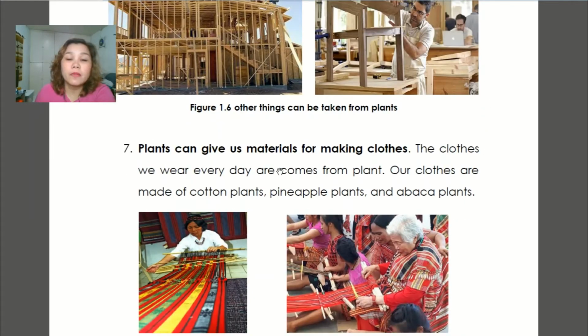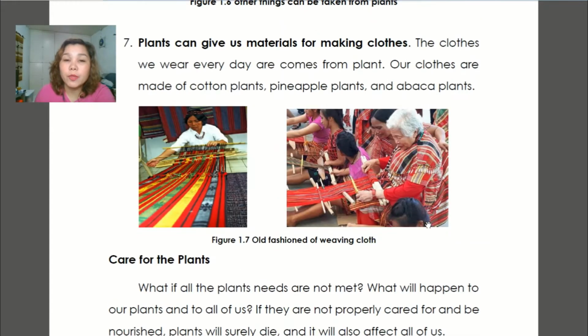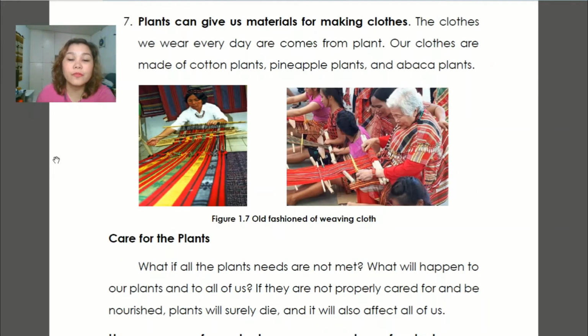Number seven, plants give us materials for making clothes. The clothes that we wear every day come from plants. Our clothes are made of cotton plants, pineapple plants, and abaca plants. They are fiber first, and then they are woven together and become cloth, and then the cloth becomes our clothes. So now we know how plants are helpful to us.